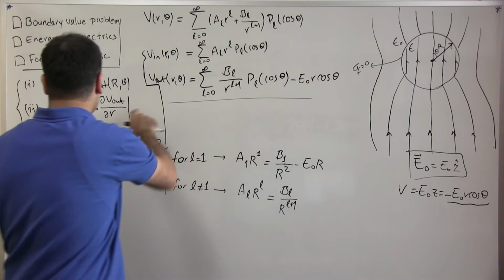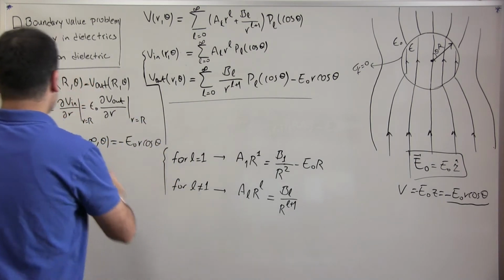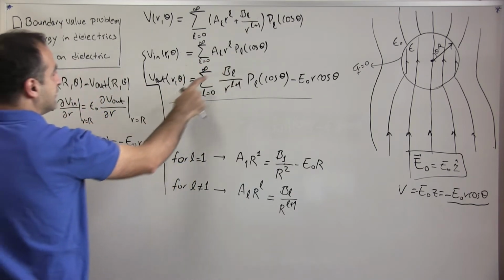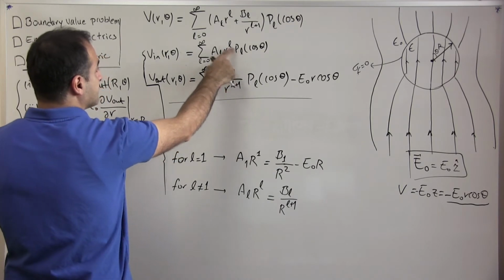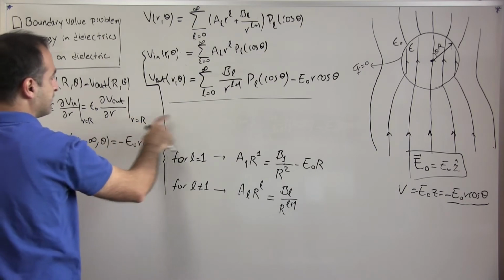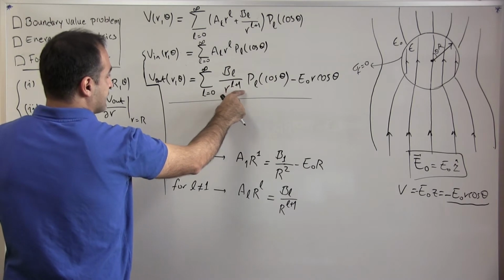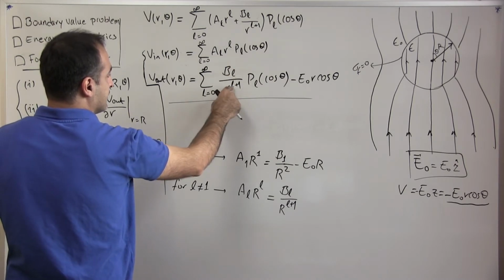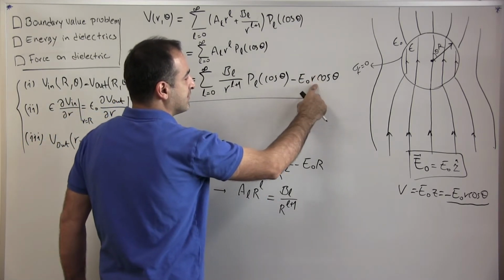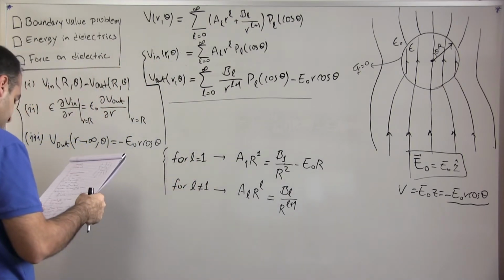So now I'm going to look at boundary condition number 2 and what we get from that. Technically, the same thing: if we take the derivative with respect to r from the top one, we get L times r to the power of L minus 1. And from the second term, we get negative (L plus 1) B_L over r to the L plus 2. And on this term, we just get rid of r, we get E_0 cosine theta. Let's write that down and see what kind of equation we get.